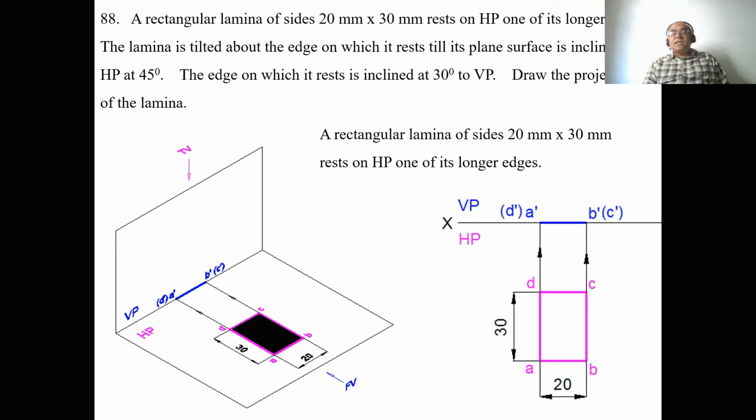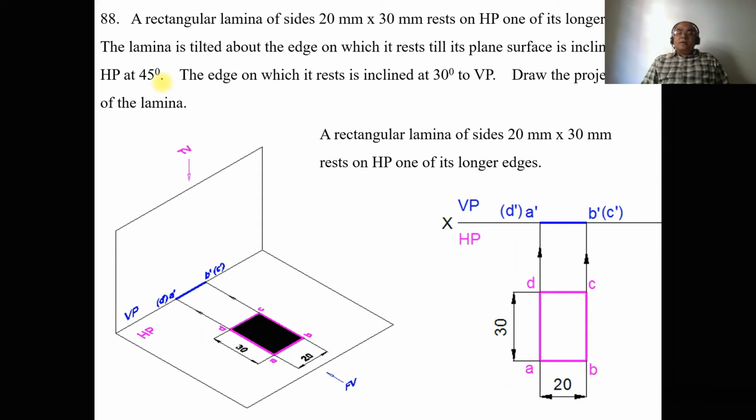If the plane surface is inclined to HP at 45 degrees, then I have to keep the lamina parallel to HP first. That means the surface inclination with respect to HP has to be 0 degrees. Once you keep the surface parallel to HP, then we can rotate the surface to an inclination of 45 degrees to HP. So we have to start from the horizontal plane. That is how we can analyze this.